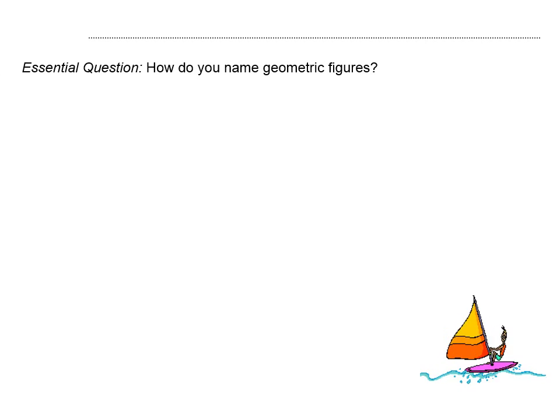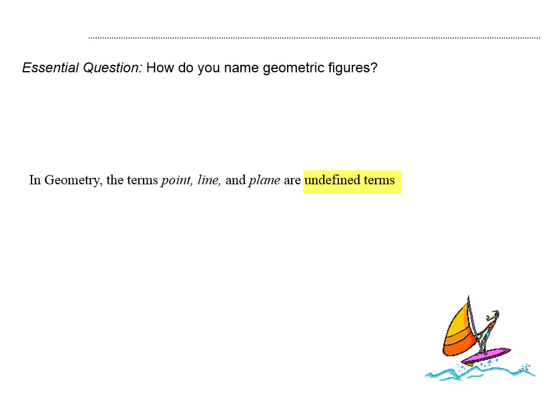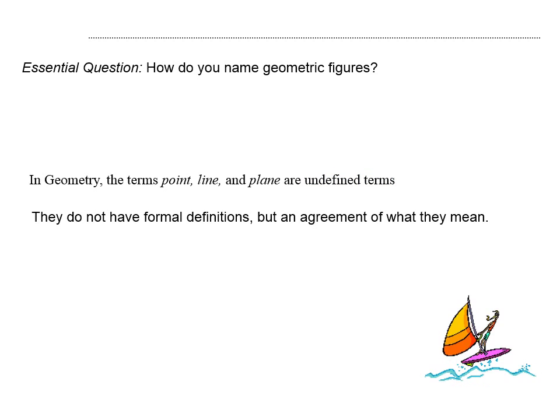This is your essential question. You will be able to answer this by the end of this slide. How do you name geometric figures? In geometry, the terms point, line, and plane are undefined terms. They do not have formal definitions, but an agreement of what they mean.